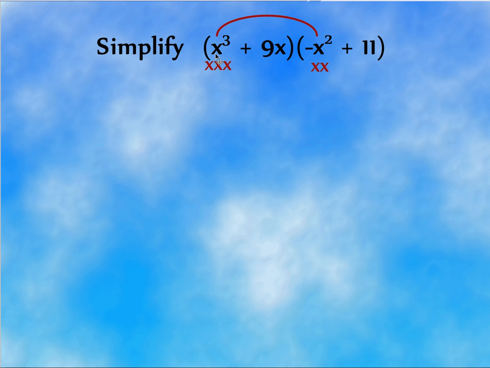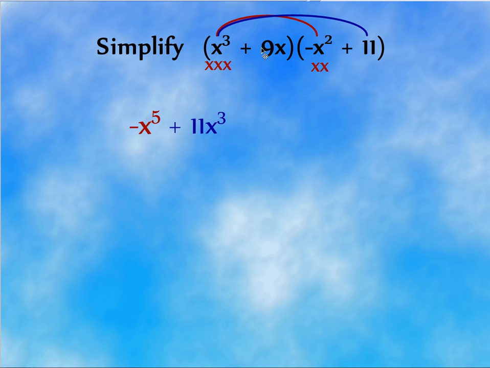Distributing the first term to the whole second polynomial, I have x to the third times negative x squared. Positive times a negative is going to give me a negative, and I have 5 x's being multiplied together. That's going to give me negative x to the fifth. I need to remember to distribute it to the positive 11, and that just gives me positive 11x to the third power, right? There's no x's to combine.